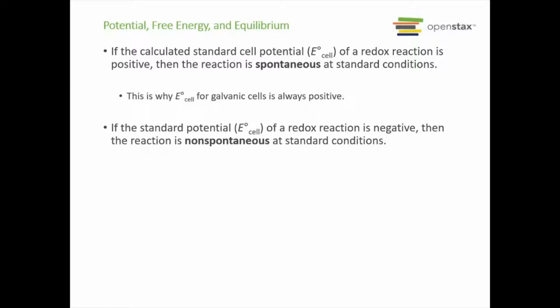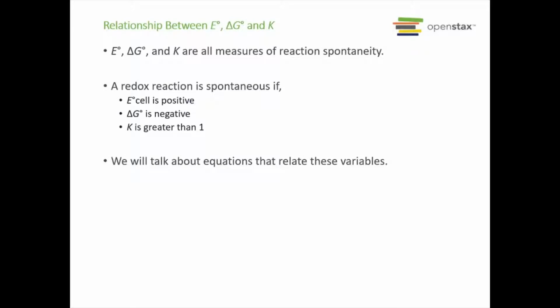So if you have a standard potential of a redox reaction be negative, then this is a non-spontaneous process at standard conditions. So spontaneity should hopefully be making us think about Gibbs free energy and K, our equilibrium constant. These are all measures of reaction spontaneity. It's spontaneous if we have a positive potential, a negative delta G, or a K greater than 1. And we're going to talk about the equations that relate these variables.